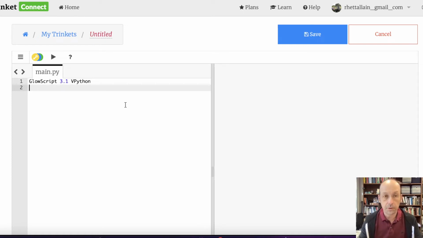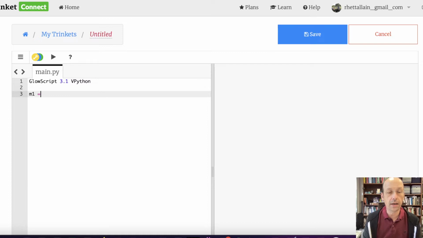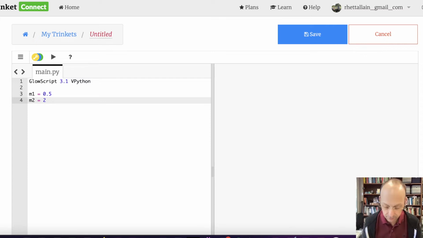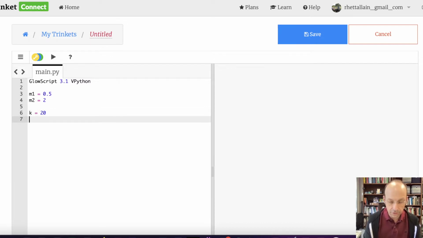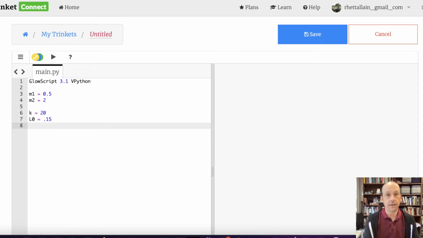I'm going to first put some values in here. Let's say M1 is the mass of the first cart. Let's say it's 500 grams, 0.5. M2 is, let's say, 2. And we can change these. Okay, I need the spring constant. I said K equals 20. I need the unstretched length. L0 is going to be, I'm just thinking of the two carts. In my mind, I have the two carts about that far apart. The centers are that far apart. So let's say 15 centimeters. So 0.15, and then that's that.